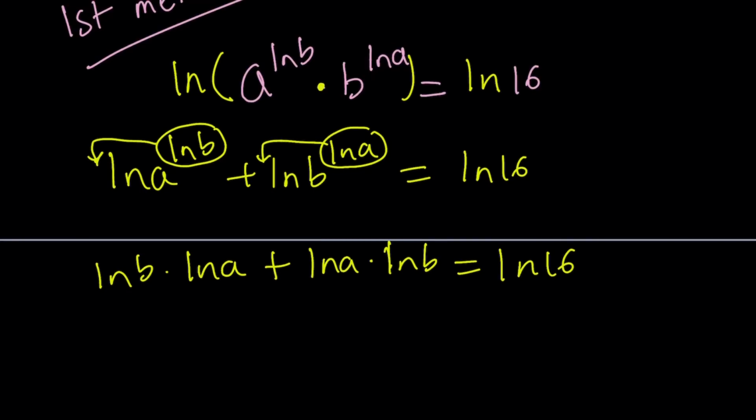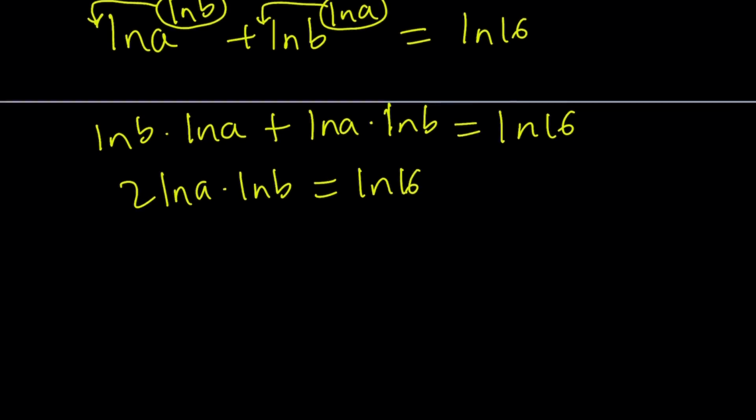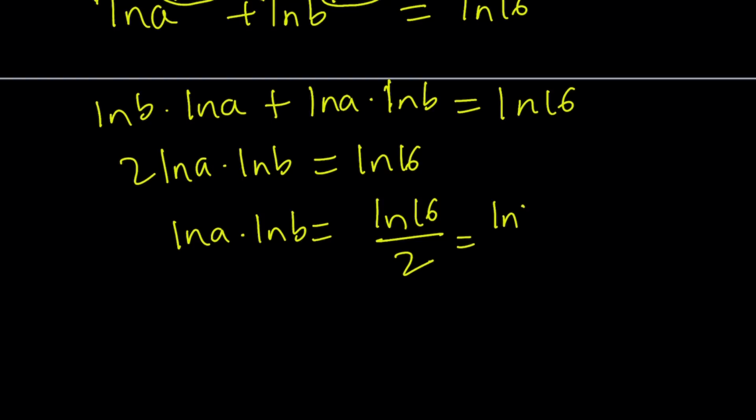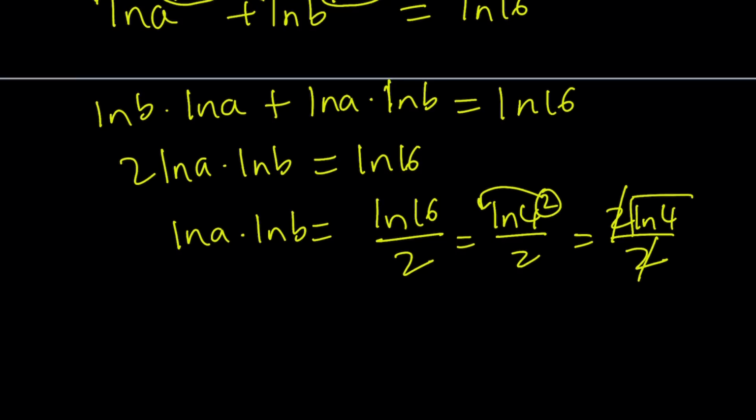So this means 2 times ln a times ln b is equal to ln 16. So we're looking for ln a times ln b, which is half of this. So ln a times ln b is ln 16 divided by 2. Now we can simplify this because 16 can be written as 4 squared, and then we can move the power one more time. This becomes 2 ln 4 divided by 2. The 2 cancels out, and we end up with ln 4 as the answer.